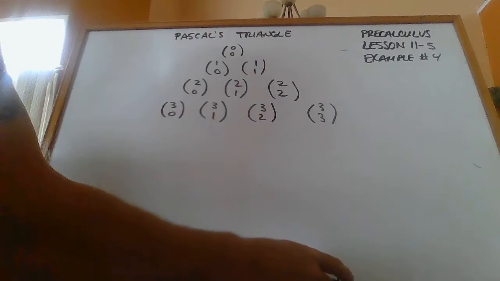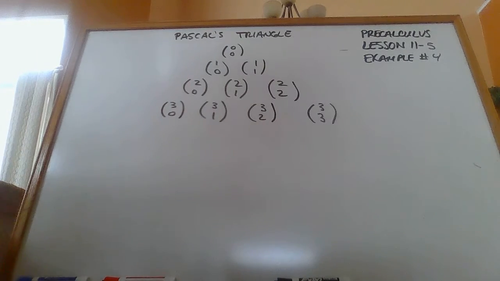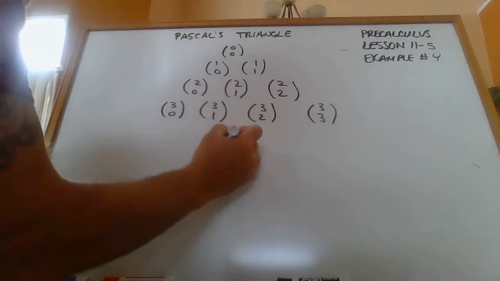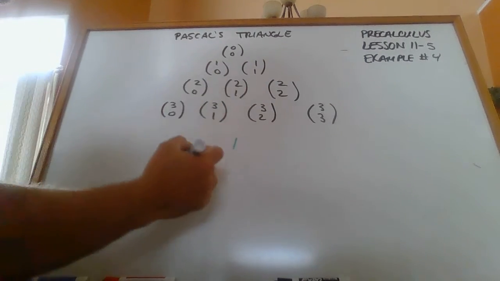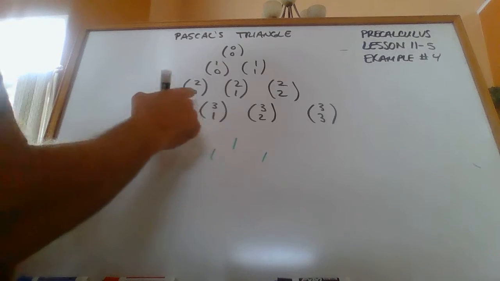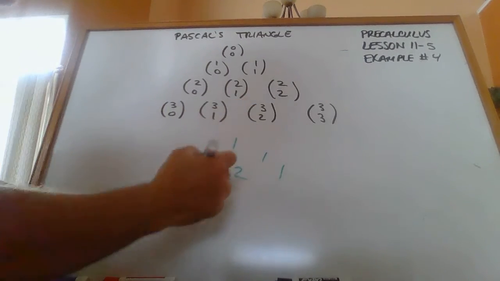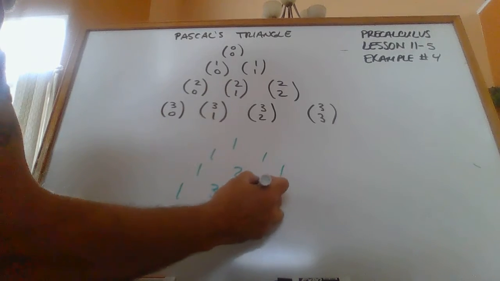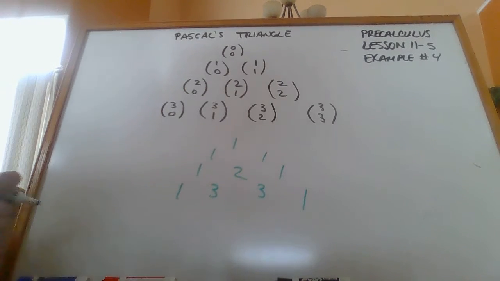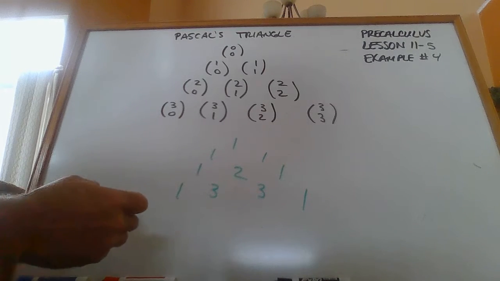This can be written, if I figure out what all of these are, this comes out to be 1, and that's also 1, and 1. This is 1, that's 2, that's 1, 1, 3, 3, 1. Okay, and you can see what it does here. There's a pattern to this.